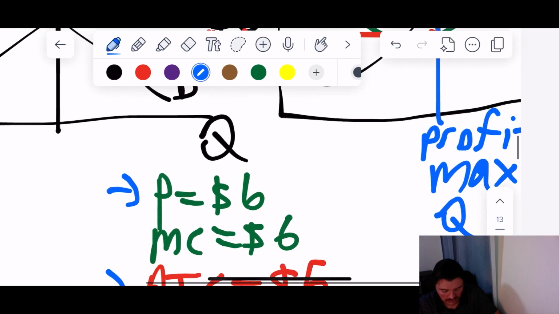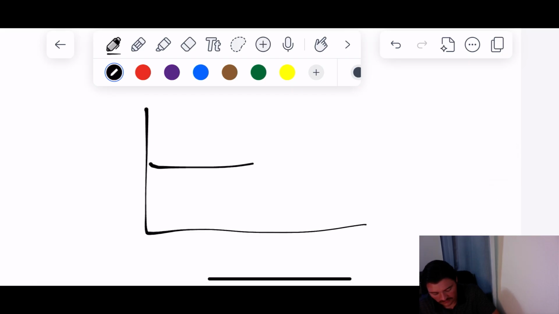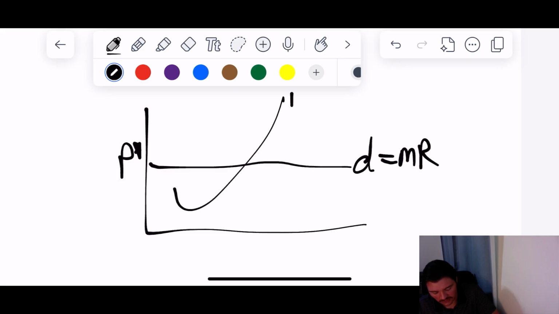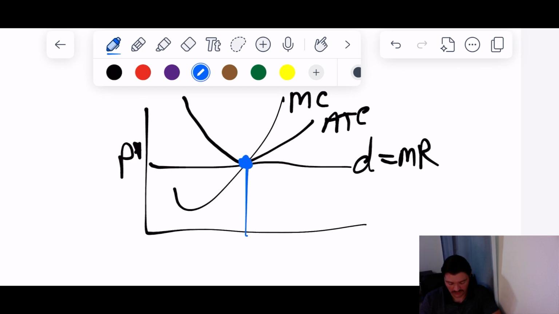Okay, so in terms of a normal profit graph, this is what we're looking for. You have your demand curve, which is your MR, and this is your price. You have your marginal cost, and then you have your ATC right here. Notice that they're all connected right there. So this is where you have zero profits or normal profits.